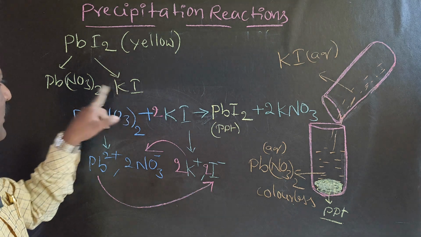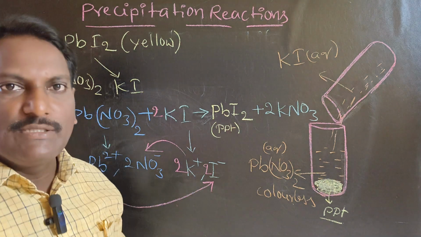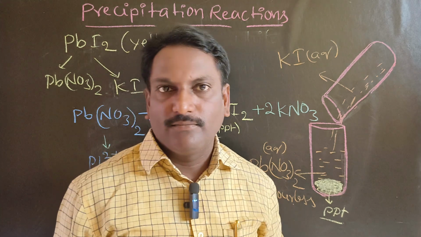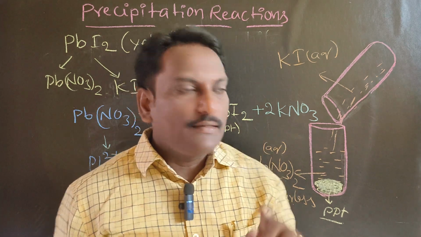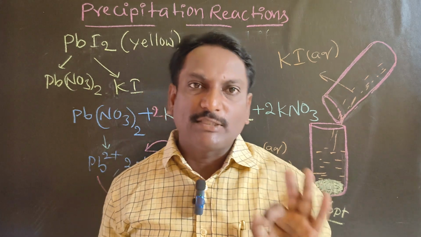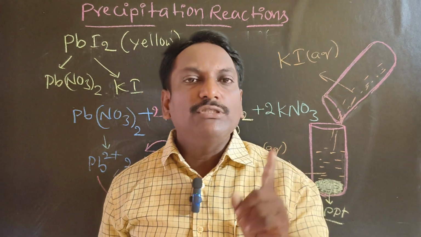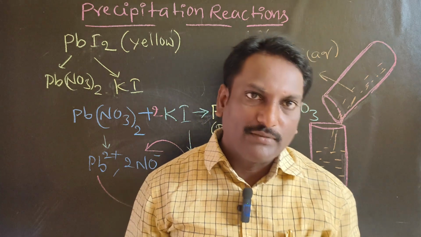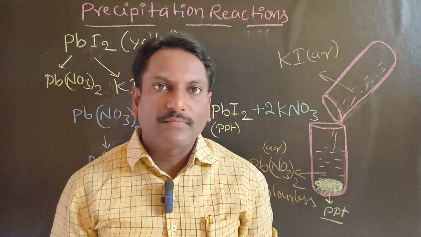When potassium iodide is mixed with lead nitrate, you will get a yellow precipitate of lead iodide. If lead nitrate is not available during this experiment, which chemical do we need to use to get lead iodide? Let me repeat the question.